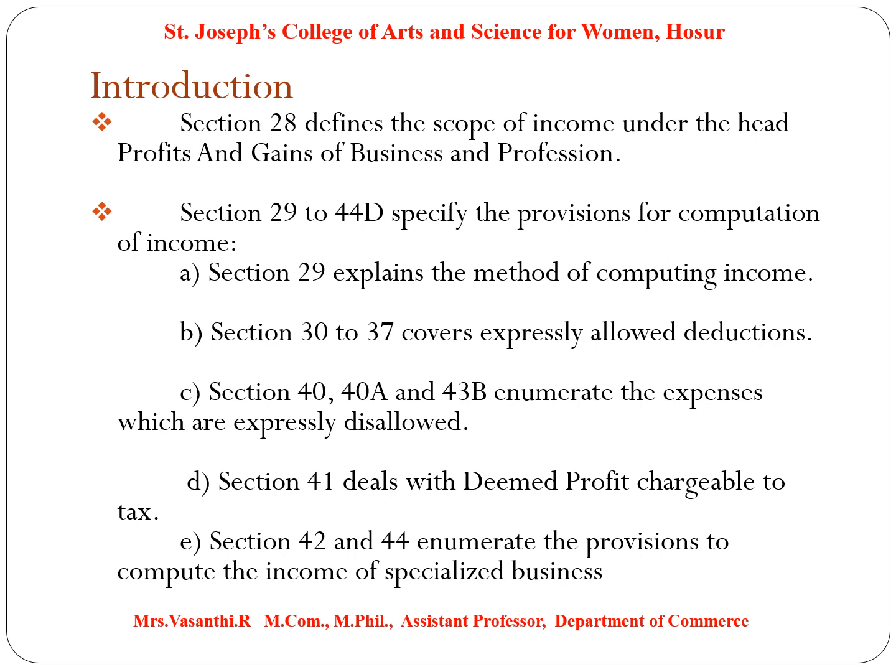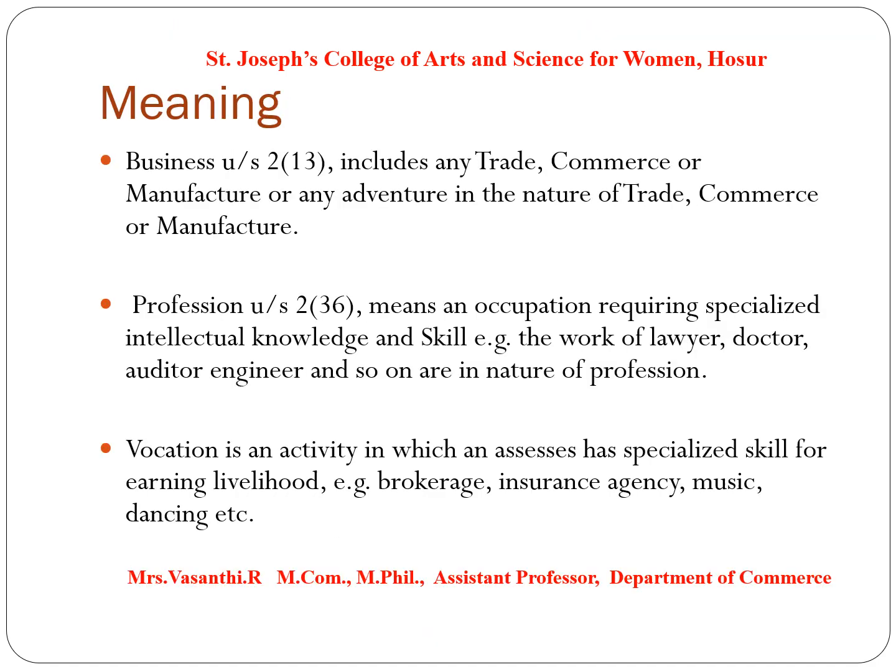Sections 40, 40A and 43B enumerate the expenses which are expressly disallowed for business and profession. Section 41 deals with deemed profits chargeable to tax. Sections 42 to 44 deal with the provisions to compute the income of specialized businesses. So three terms come under business and profession.